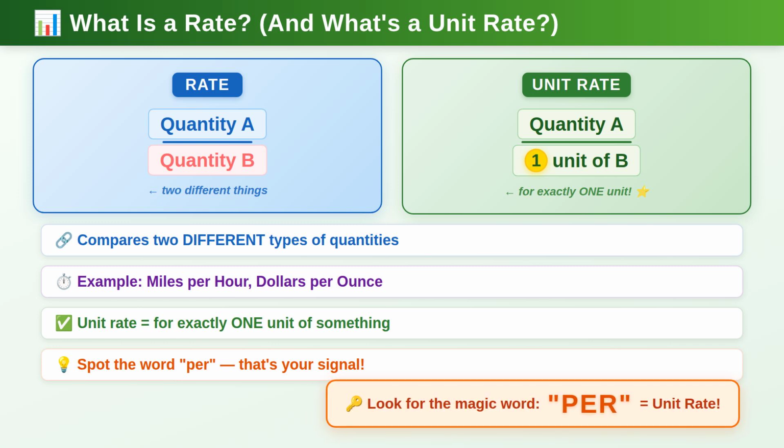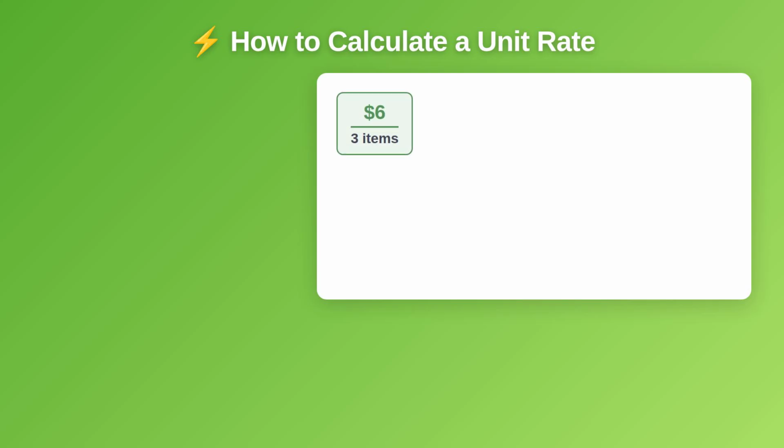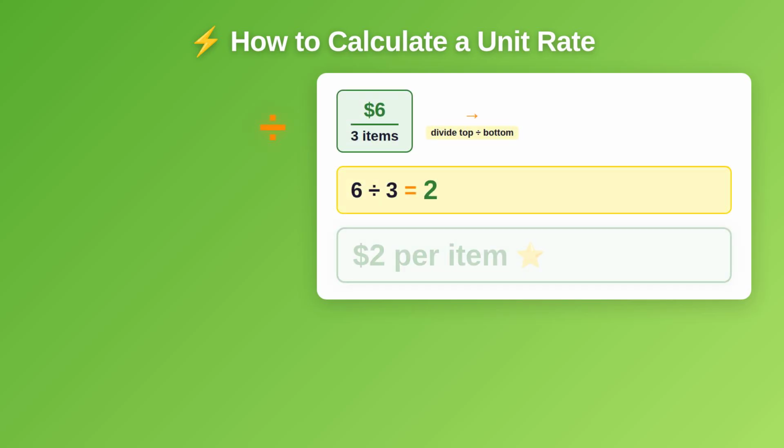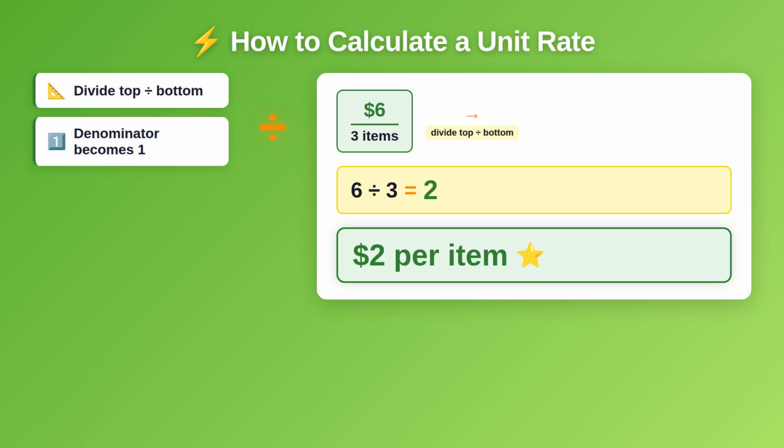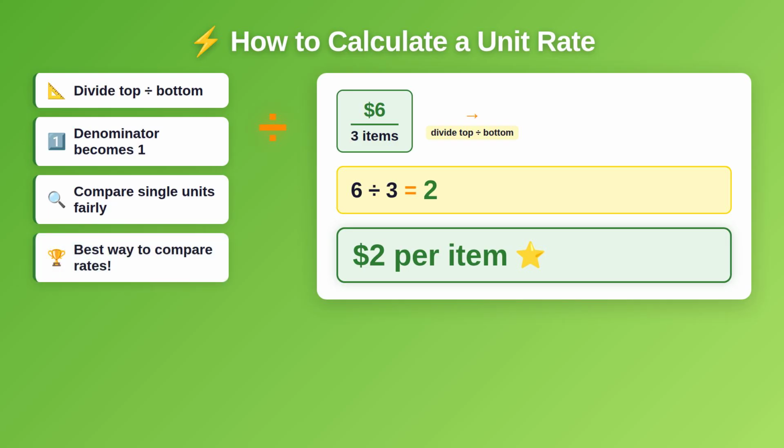That's a unit rate. Here's the magic move, and it's just one step. To find a unit rate, divide the top number by the bottom number. That's it. If you paid $6 for 3 items, divide 6 by 3 to get 2. So your unit rate is $2 per item. The key is always dividing so your denominator becomes 1. Think of it like shrinking everything down to a single unit so you can compare fairly. Ready to try it with Maya?